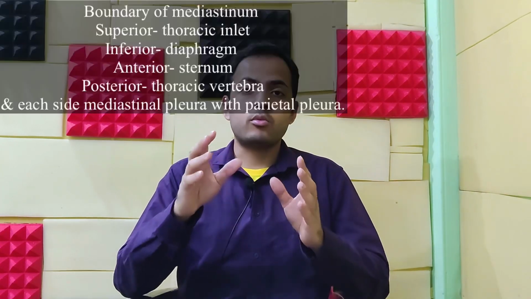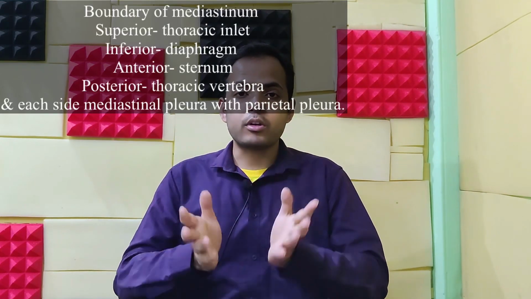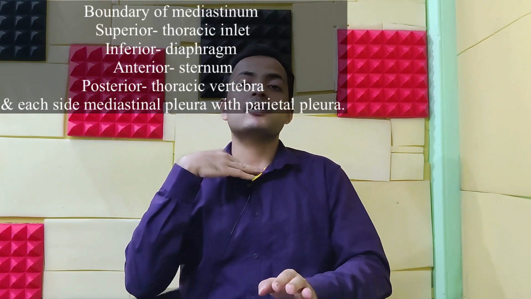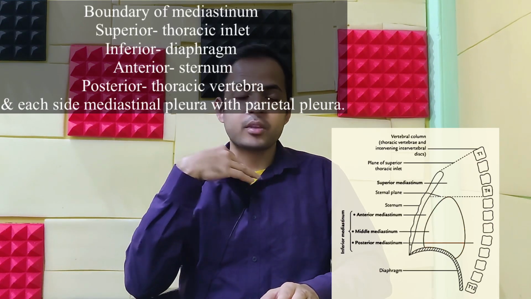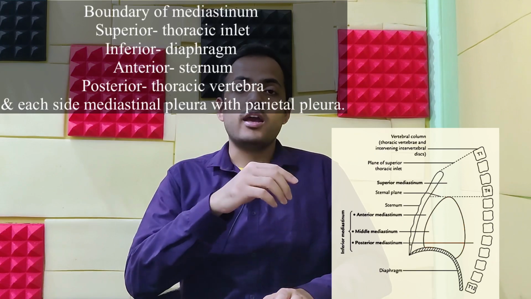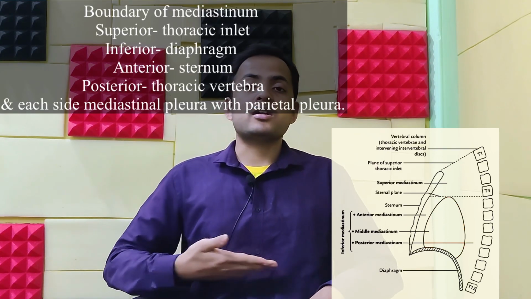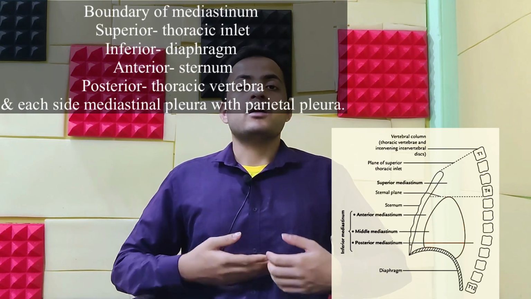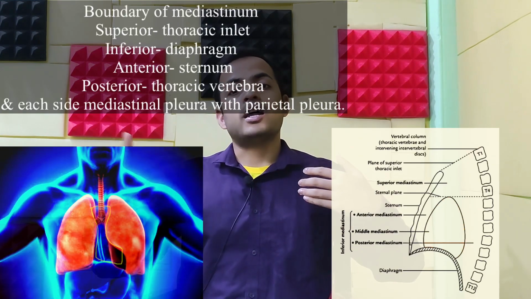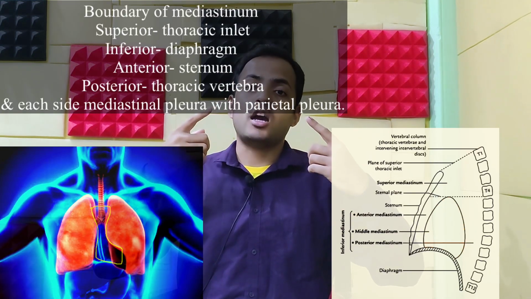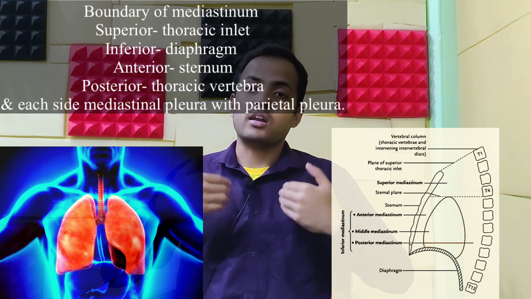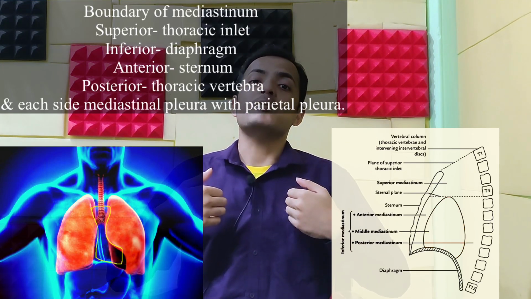So you have to know about the boundary. The overall boundary of the mediastinum: the upper part is bounded by the thoracic inlet, as you can see in this photo, and inferiorly it is bounded by the diaphragm. On each side you're going to find the right lung and left lung, I mean the medial part of the lungs covered by the pleura.